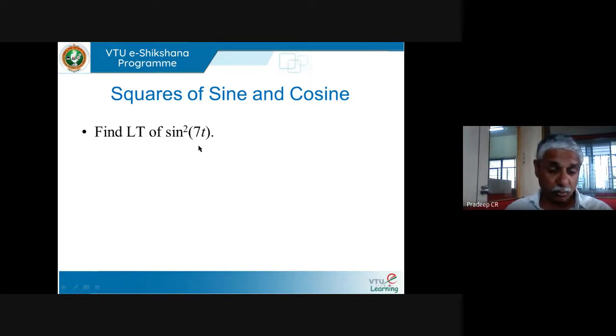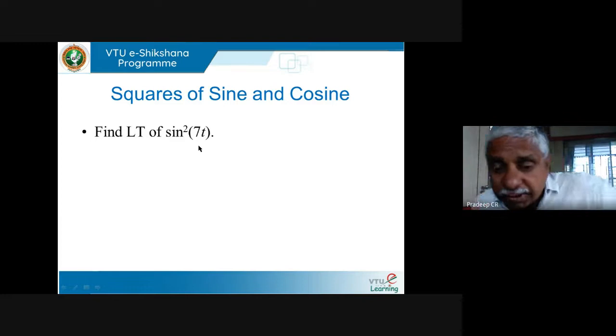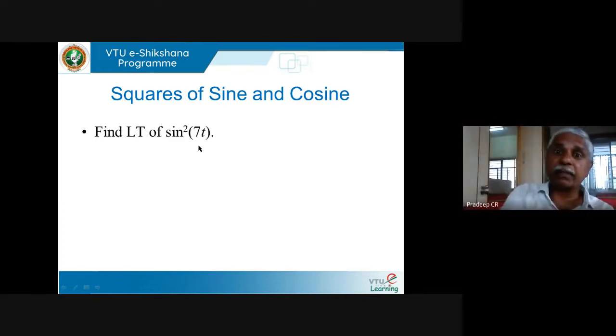You have a Leibniz rule. Similarly, here also there will be a rule, but I won't tell you what that rule is. We don't need that. Instead, I will tell you how to evaluate such things. But you can definitely not just find Laplace of sine 7t and multiply it by itself. It will not give you Laplace of sine square 7t. But how to find Laplace of sine square 7t?